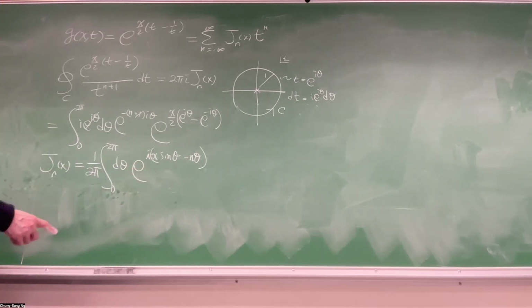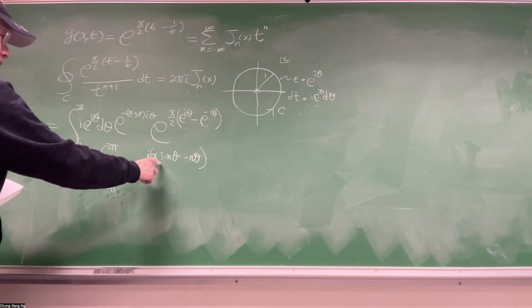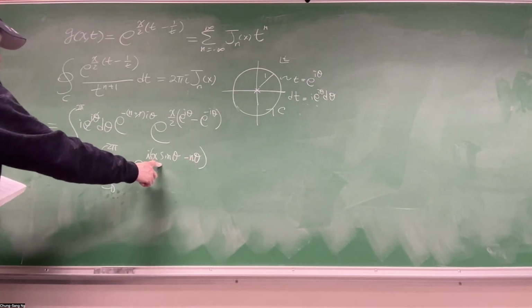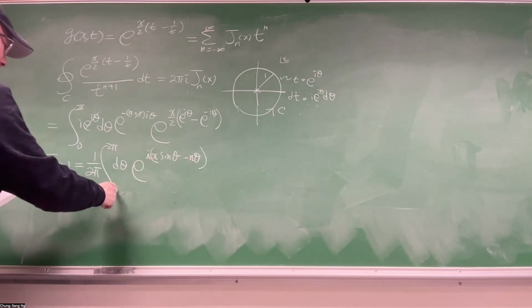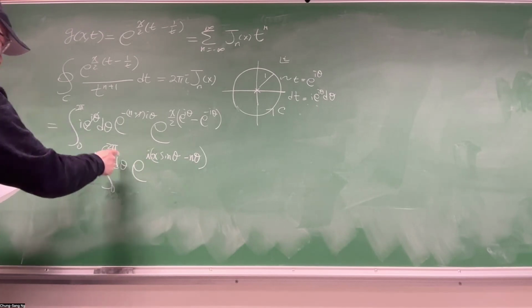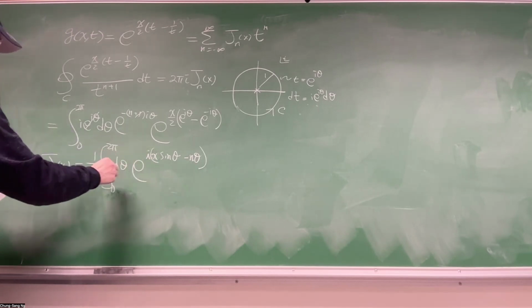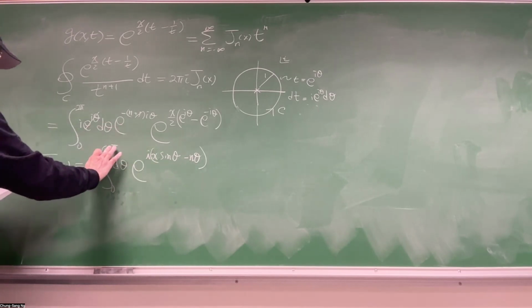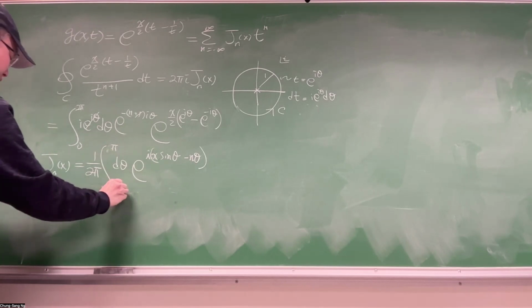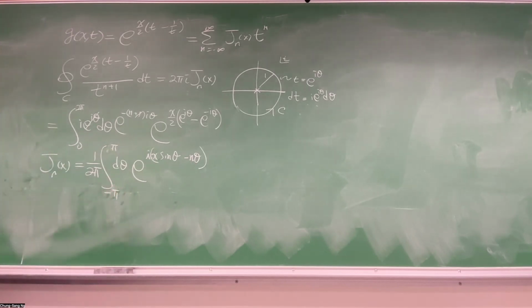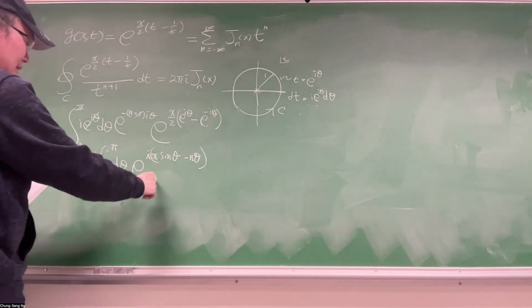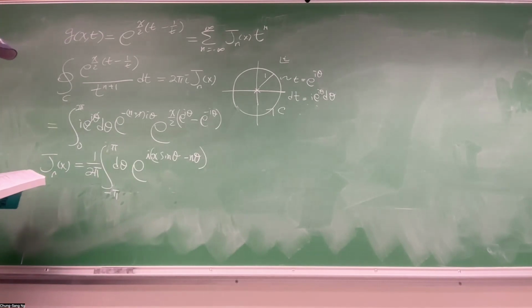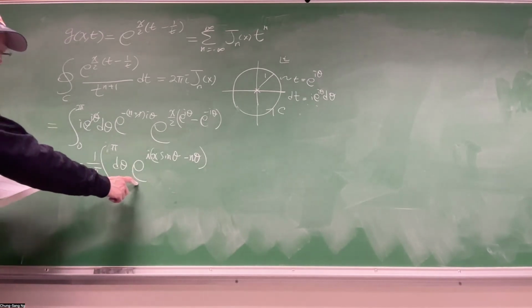symmetry of this function, because the argument is an odd function in theta. Odd function means that, because this is a periodic function, you can change the range to minus theta to theta instead of 0 to 2 pi, so minus pi to pi. Now if the integrand is an odd function, it will give you 0. So you only keep the even function part of the integrand.